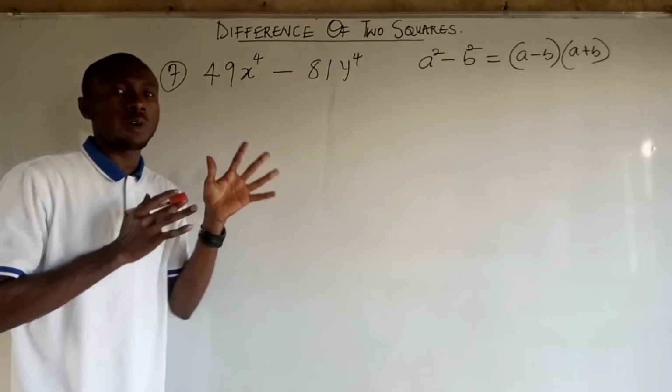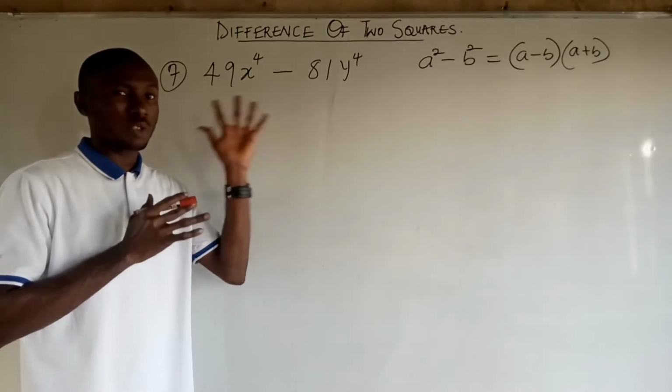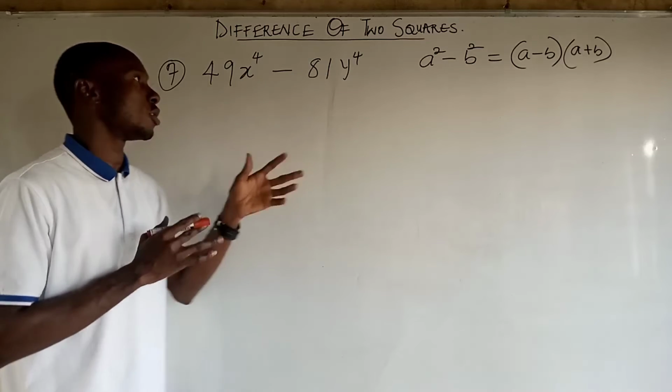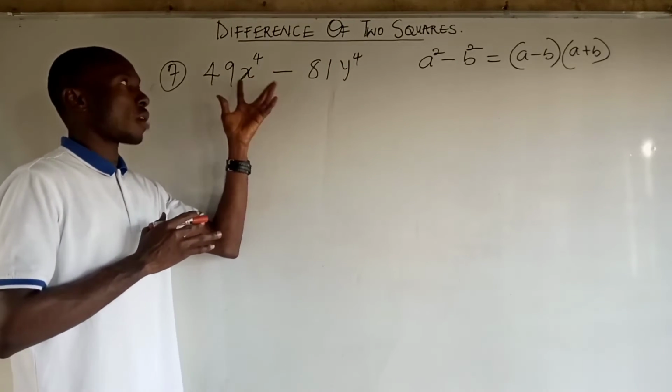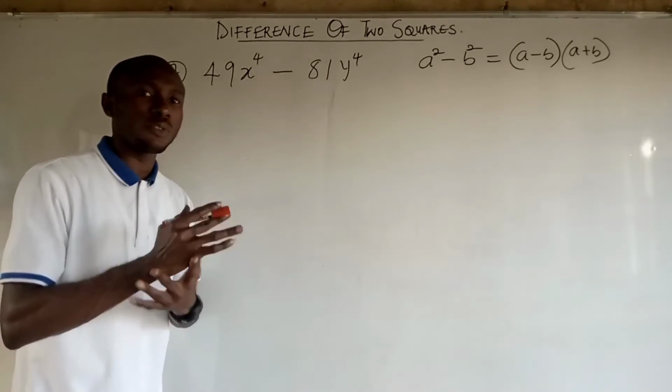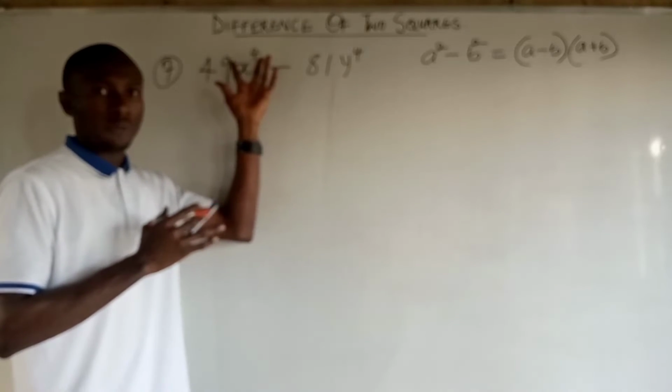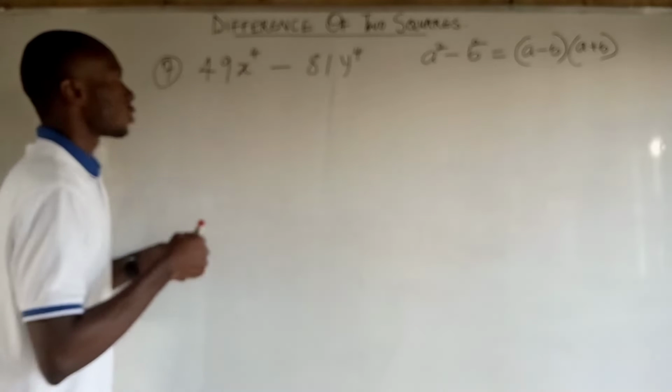So the very first thing I want to do is to make sure they are all in squares. That's the very first thing I want to do. Now you can see that x^4 and y^4, there's no way I can factor out x^4 and y^4, but there's a creative way I can write down these powers of 4 in 2's. So let's go about it.